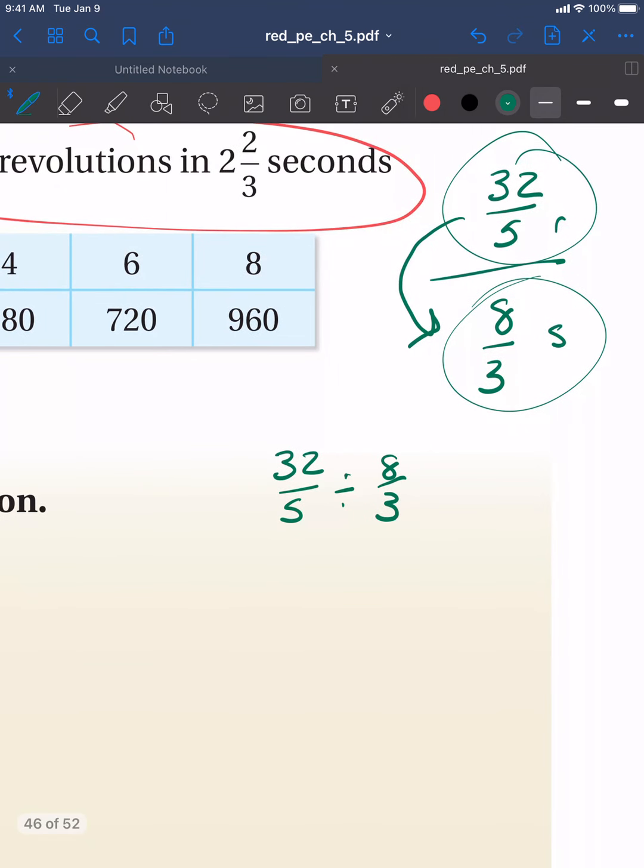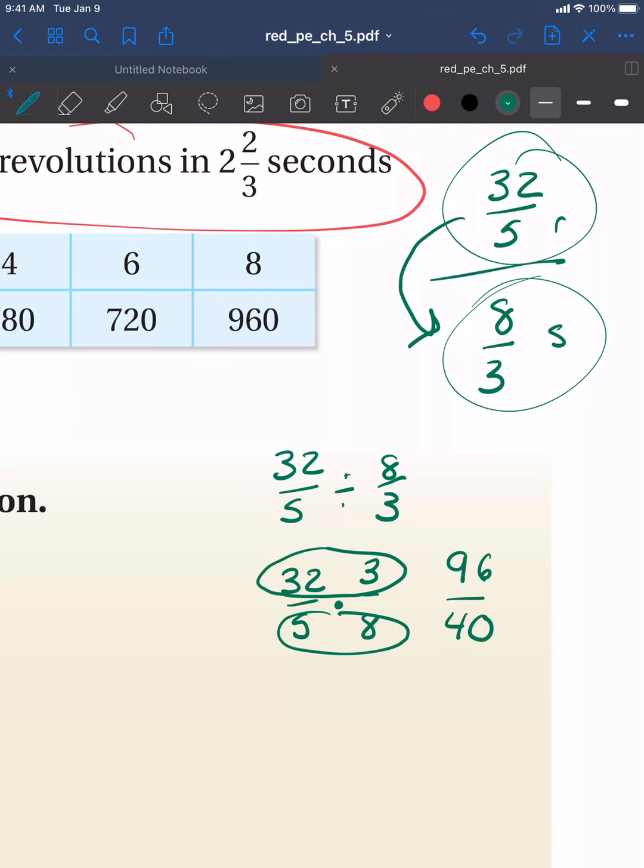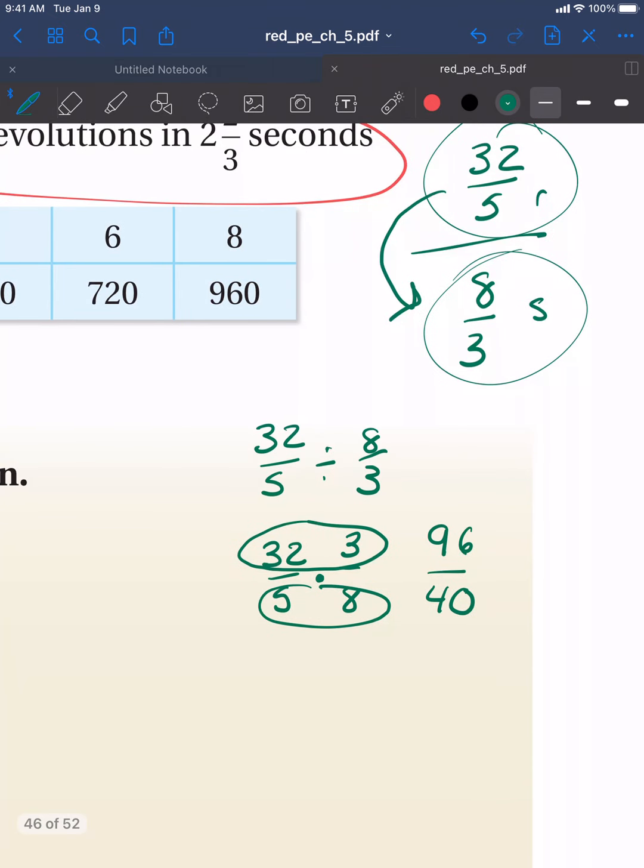Grace says we have to do the multiplicative inverse. That means 32 over 5 times what? 3 over 8. Are you writing any of this down, Jude? What is 32 times 3? 96. What is 5 times 8? 40. 96 divided by 40. What is that? 2.4?